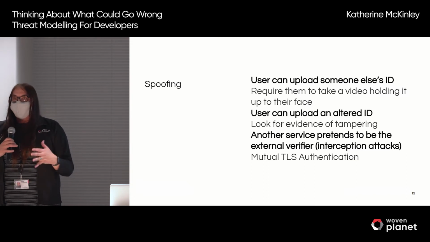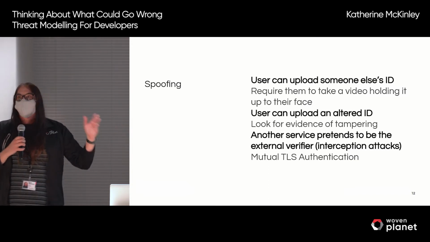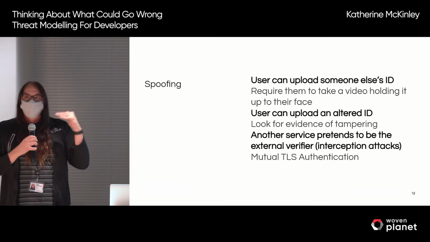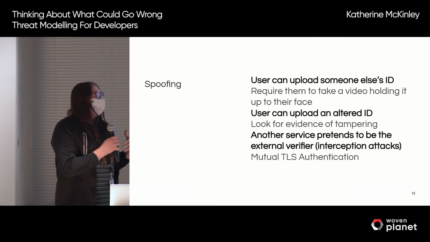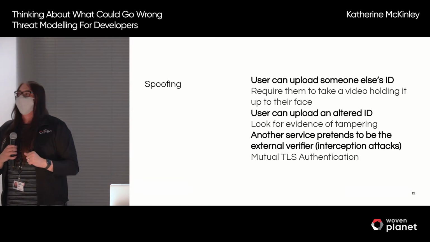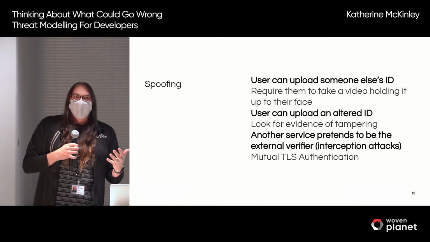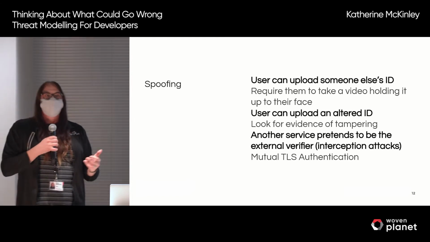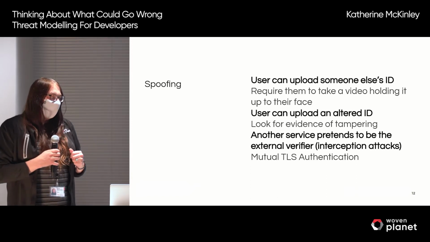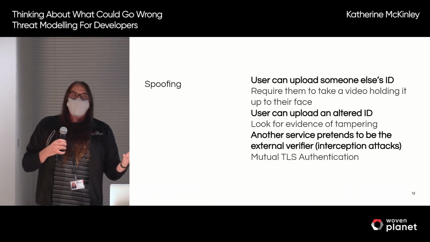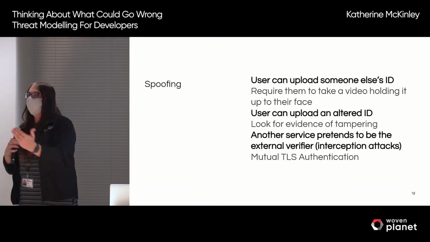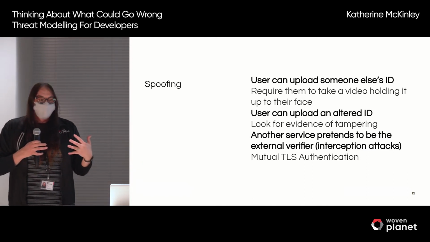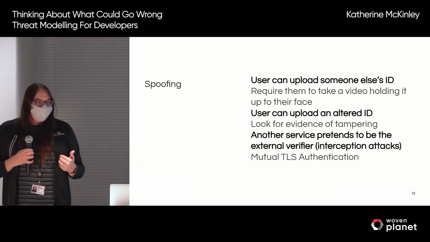And so when we think about threats to this, we can take that model that we had earlier and start applying it to these different areas. So for spoofing, a user might upload somebody else's valid ID, right? So we want to make sure that it's really that person. Maybe we have them take a video, we do some name matching and things like that. Maybe they want to alter their ID, right? Put a different expiration date or something on it. So we want to look for that evidence of tampering. So that's the mitigations that we want to do.